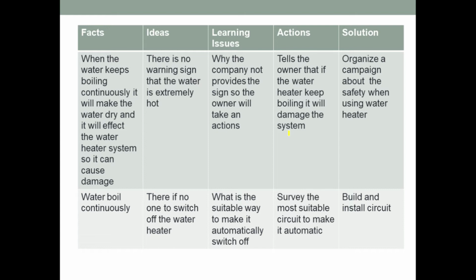And the last one is water boiling continuously. For the facts and ideas, there is no one to switch off the water heater. For the learning issues, what is the most suitable way to make it switch off automatically? For the action, survey the most suitable circuit to make it automatic. And lastly, the solution: build and install the circuit.